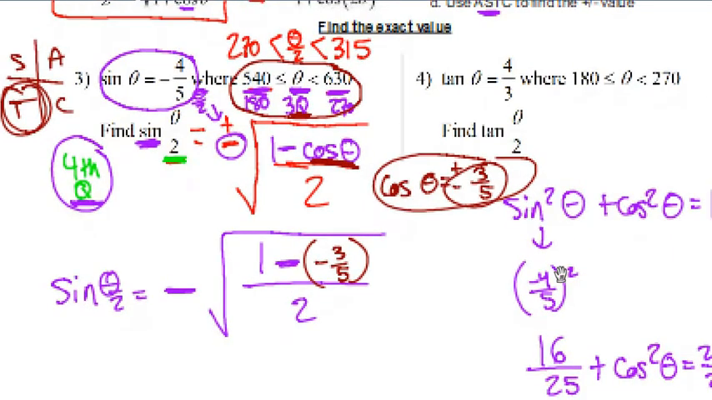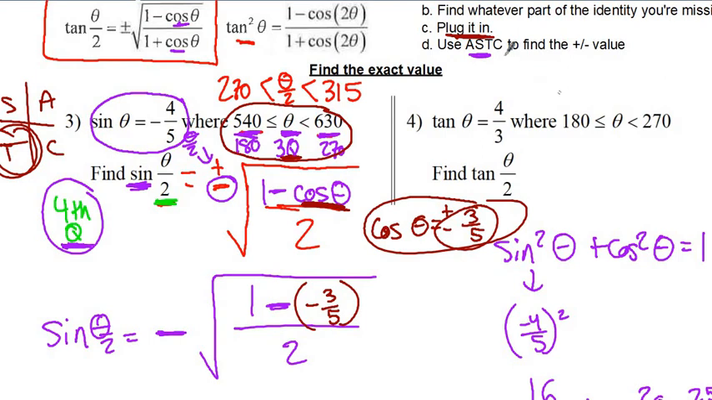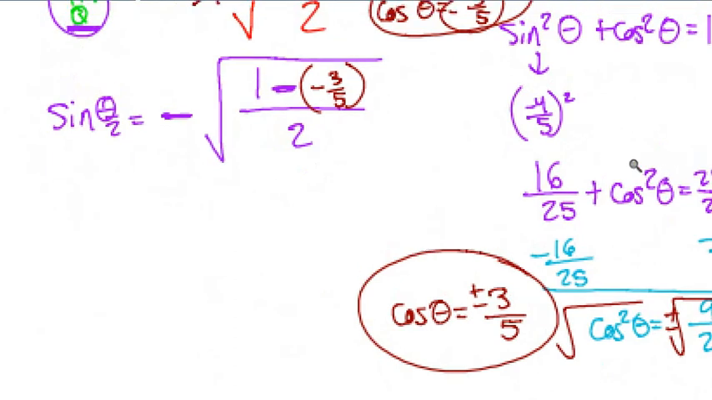And by the way, part D says you use ASTC. You can mix these steps around in terms of the order that you do them. We actually did this as our very first step. We found out that theta over 2 was negative. This is based on what theta is, and theta is in the third quadrant. So we pretty much have the answer. Now all we have to do is simplify this out.